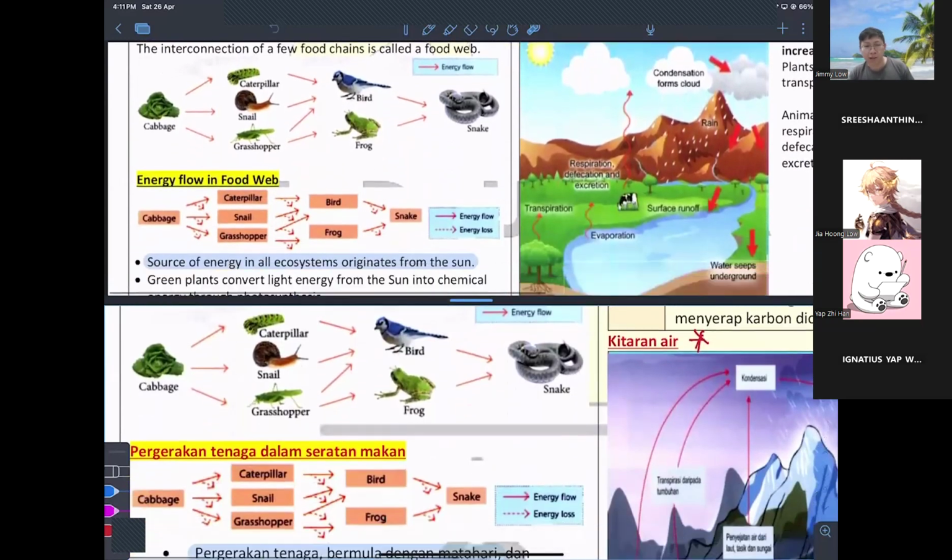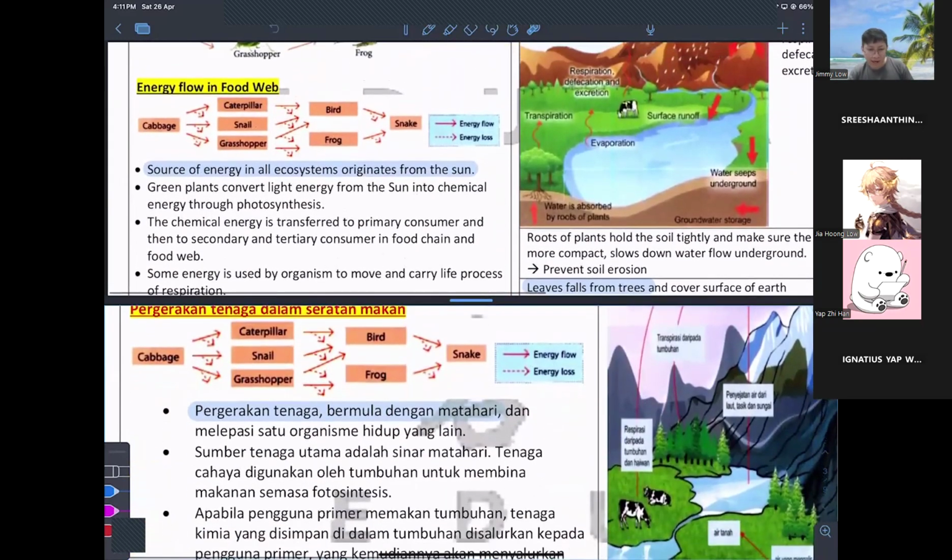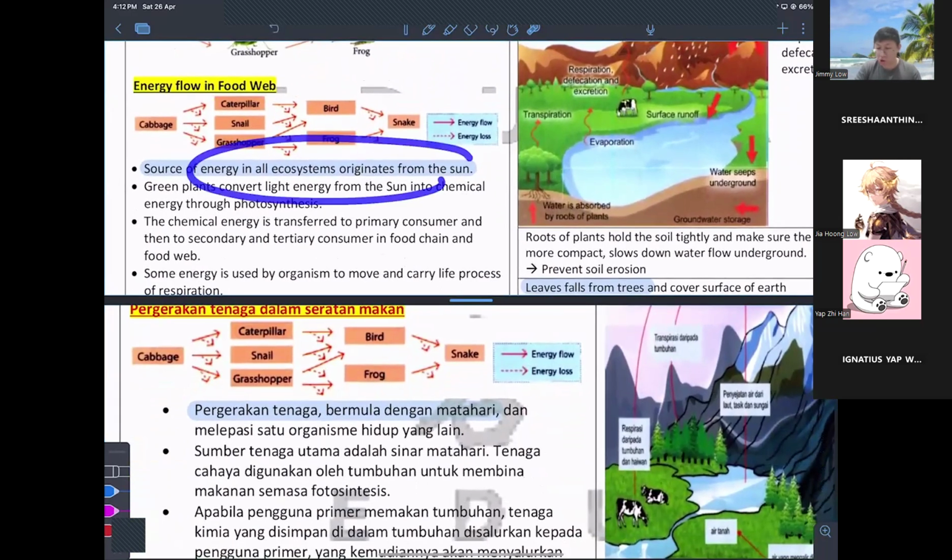Then I highlighted something in my short notes. Highlighted means this one is the point that is unique, some extra point that you have to take note. You have to know where the source of energy comes from. Energy comes from the sun. The sun provides energy to the plant to do photosynthesis. So you have to know something like this.